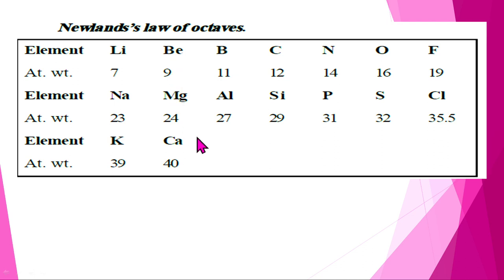But this method was also not very successful because firstly, the inert gases were not discovered at that time. And secondly, all the elements could not be arranged in this manner. It was successful only up to calcium. So the next and most successful scientist is Mendeleev, and he made his periodic table and periodic law. Mendeleev is also called the father of classification. This was the most successful attempt at that time.